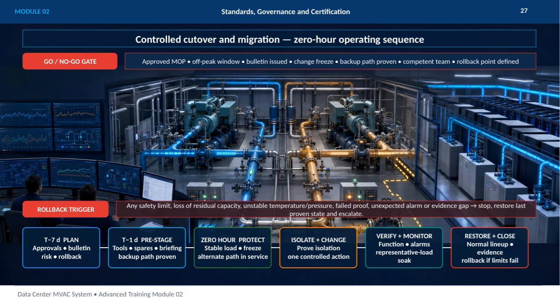any limits are breached. The rollback trigger is a vital safety measure. Any safety limit breach, loss of capacity, unstable conditions, or failed proofs must immediately halt the process, restore the last proven state, and escalate the issue. This gate ensures that reliability and safety are never compromised during such critical operations.